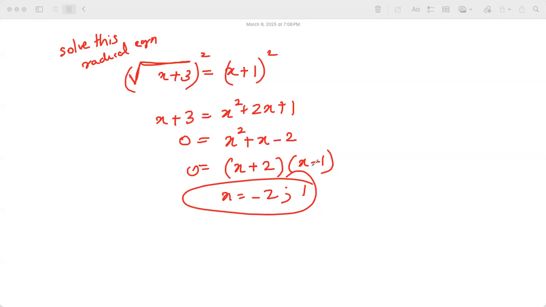One second. Let me check one with an erroneous solution. There is no erroneous solution here. Okay, how about this? I would like to solve for this one.